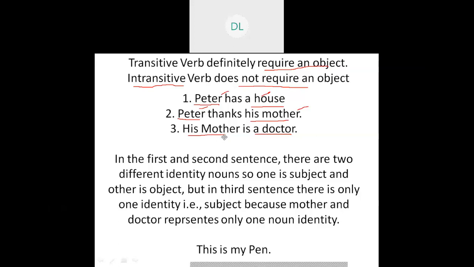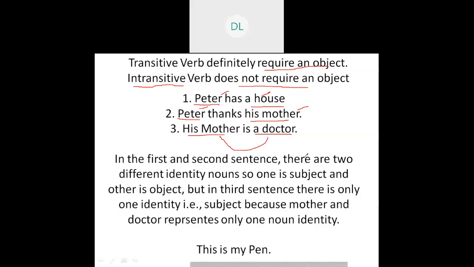I repeat, mother is subject and doctor is also the subject. There is no object in the sentence because doctor indicates the same person, that is the mother. There are no two different identities in the sentence. There is only one identity, that is the mother. So there is only a subject in the sentence. There is no object in the sentence.